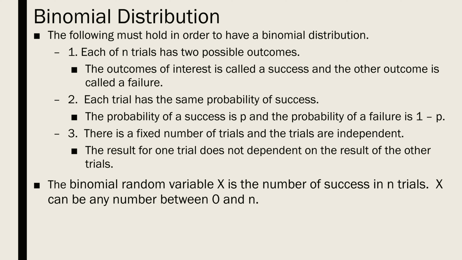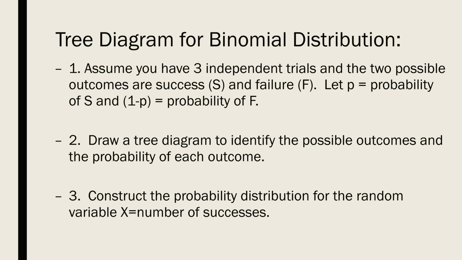The binomial random variable x is the number of successes in n trials. X can be any number between 0 and n. Tree diagram for binomial distribution.